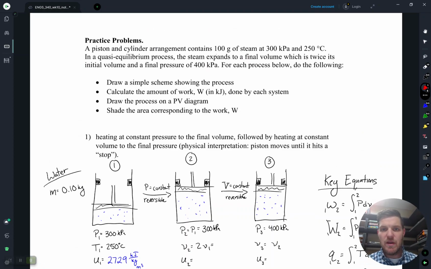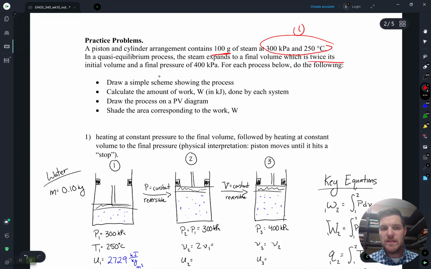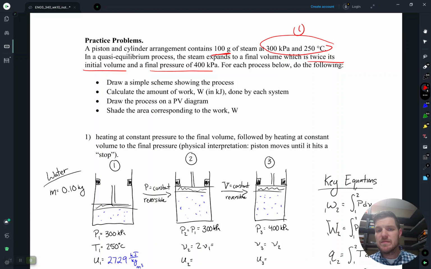Again, 100 grams of steam. We're starting at this initial state, and then we're ending at twice the initial volume and a final pressure of 400 kPa. So we're going to do 3 different paths between that initial state and the final state. We're going to solve primarily for work. In the first example, we're going to solve both for work and for heat transfer. But then in process 2 and 3, we're just going to be looking at the work.